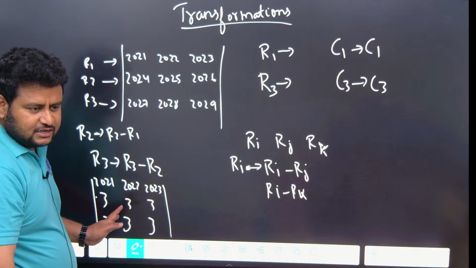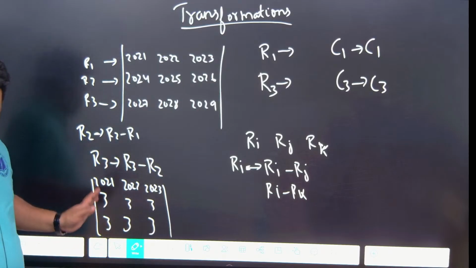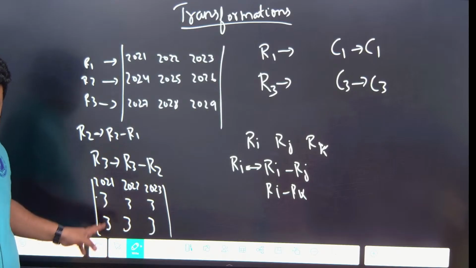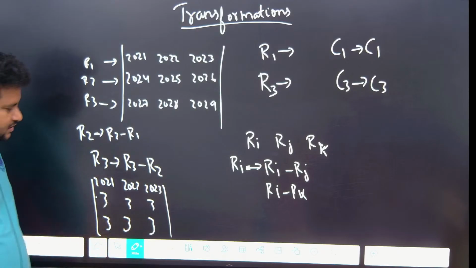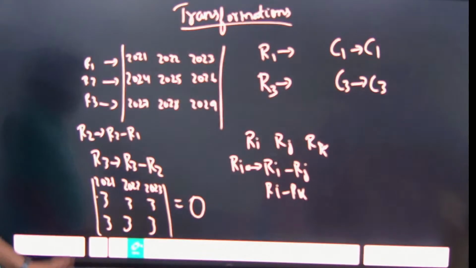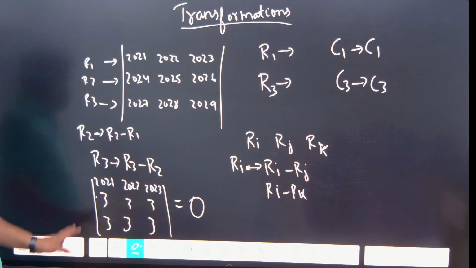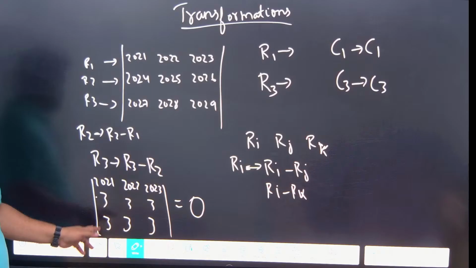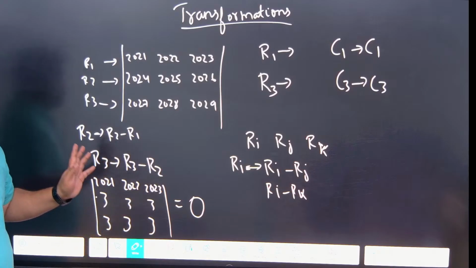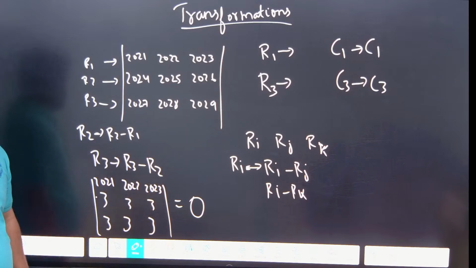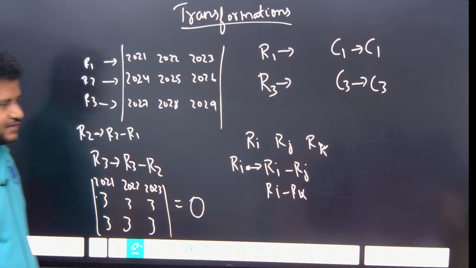But one thing you have to understand when finding a determinant: if two rows have the same elements, or if two columns have the same elements, the determinant will be equal to 0. Please make a note of it. The value will be equal to 0, not a null matrix, just the value 0. Clear? This is a very important concept.